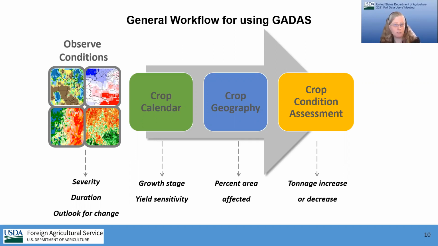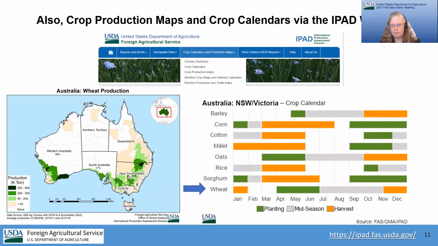Okay, so let's first look at the crop calendar and crop geography. Via the iPad website, it's easy to find our crop calendars and our crop production maps. I pulled out one example, the wheat production map of Australia on the bottom left. You can see in greens where the major wheat belt is, right? And then on the right, we have the crop calendar. So looking at wheat, generally planting happens around May, and then harvest begins in November. Those are important time periods to keep in mind as we perform an assessment.